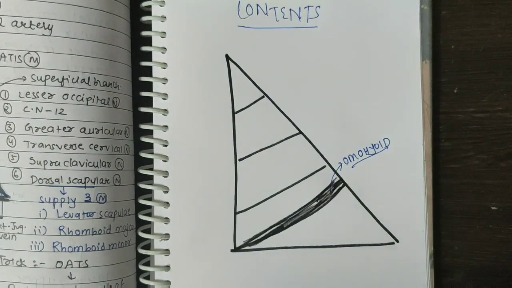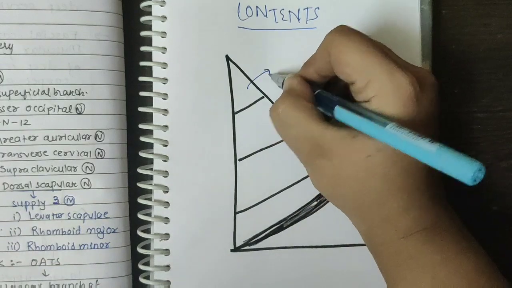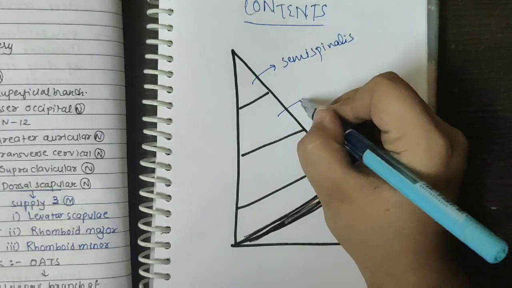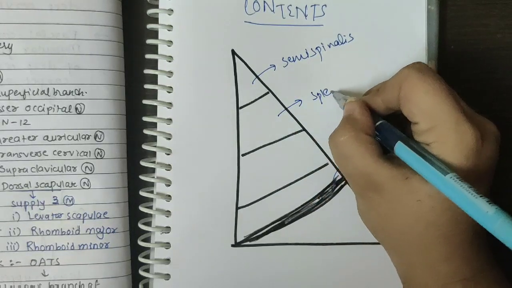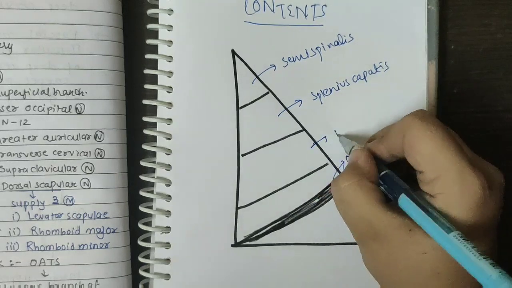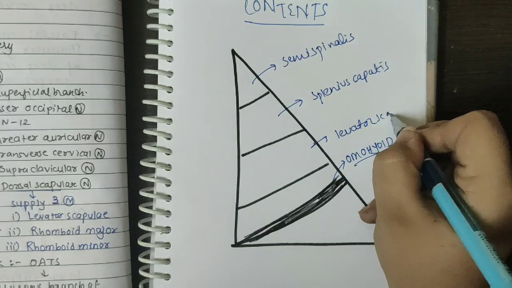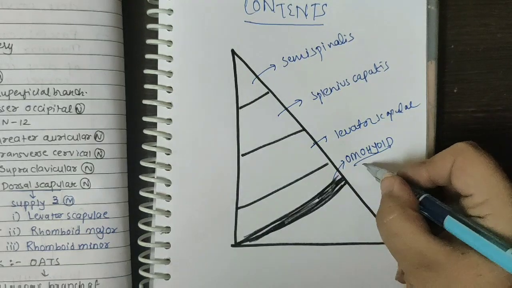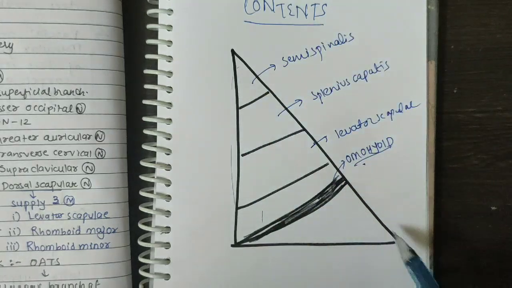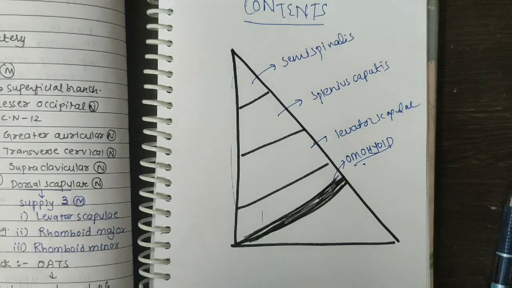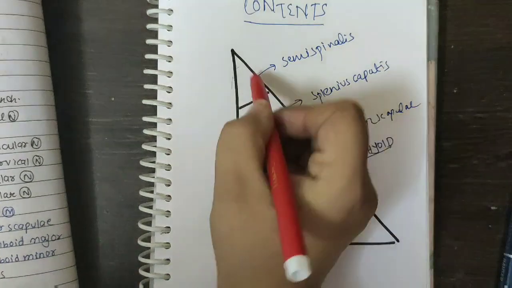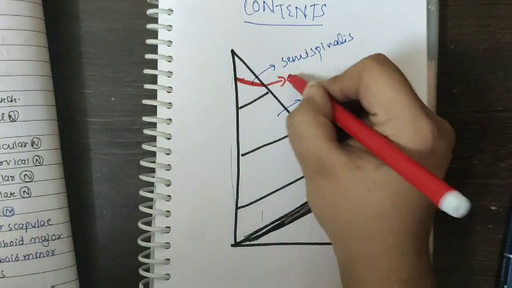Now this is the omohyoid, as said. This one is the semispinalis. This one is the splenius capitis, and this one is the levator scapulae. And this one is the omohyoid, which is dividing this triangle into two. The upper triangle is the occipital triangle and the lower triangle is the subclavian triangle. Now moving on to the contents, right? So here we have the artery. This is the occipital artery.